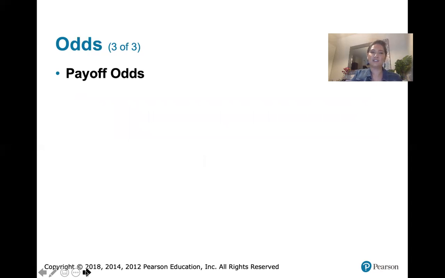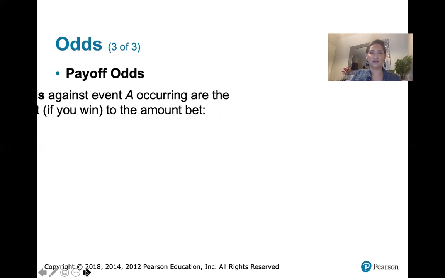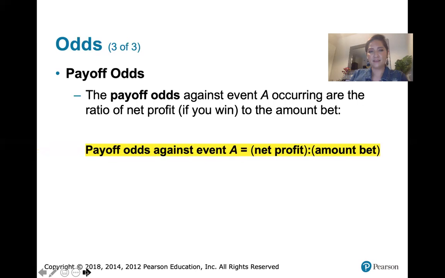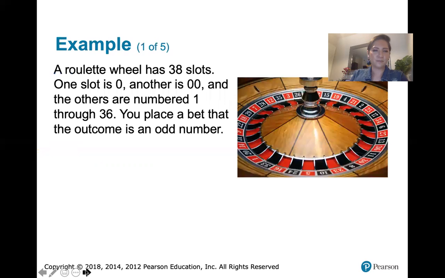Now, payoff odds are different. These are not expressions of likelihood, but this is just another ratio that a casino would use. These deal with the ratio of the net profit that you would win if you do win to the amount that you bet. So payoff odds against event A are the net profit to the amount bet. So it's just another ratio.